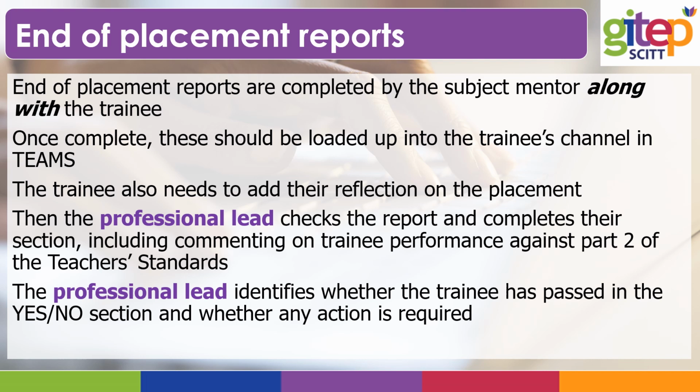Once again, there is a quality assurance aspect to the role of the professional lead here, and we ask that they check the report and then complete their own section, which includes commenting on the trainee's performance against Part 2 of the Teachers' Standards. Finally, the professional lead identifies whether the trainee has passed in the yes/no section and whether or not any further action is required. The final part of this process is that the subject lead and the GITEP leadership team can then access the report in Teams and complete the final part of the quality assurance process.